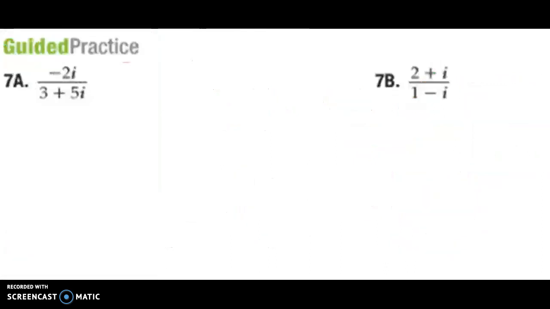Here are 2 guided practice problems that you can try. Remember, the first step is to find your complex conjugate, multiply the top and bottom by that, FOIL it out, and simplify to the best of your ability.